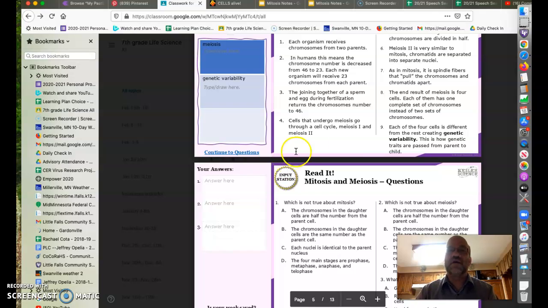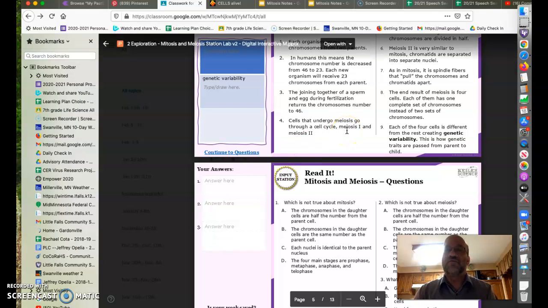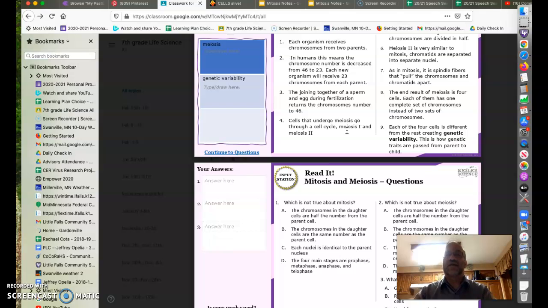Take a picture of it, and then attach it to this assignment. So that is your assignment for today, and it will be due Monday. In school, we have about a half an hour, and we will see how far we can get. We may not get all the way through, so take your time with it.